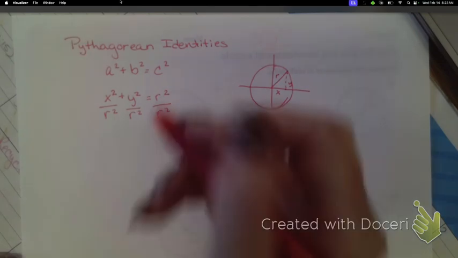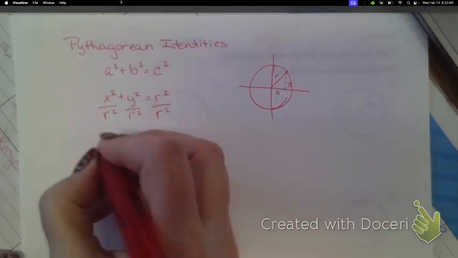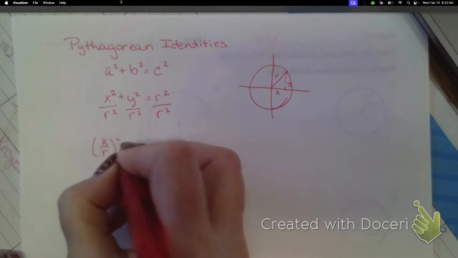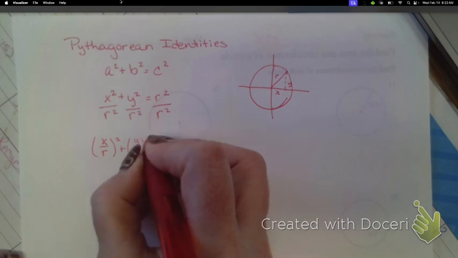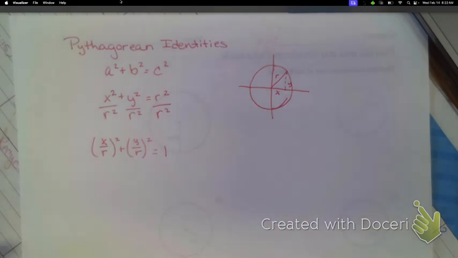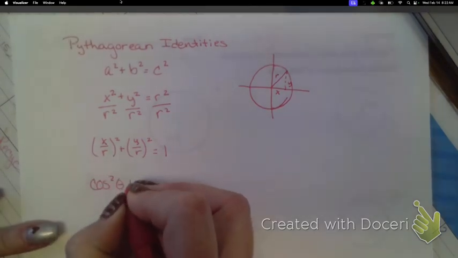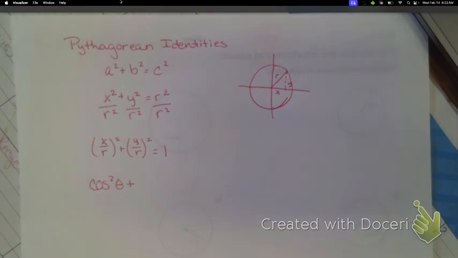R squared over r squared is 1. And then we have x over r, squared, plus y over r, squared. Just how we can distribute the 2 in, we can also factor the 2 out, can't we? Sometimes it's easier to do the division, then square it, before you square it and then divide. What is x over r? Cosine. Yes. So it's cosine squared. And what's y over r? Sine. Sine squared.